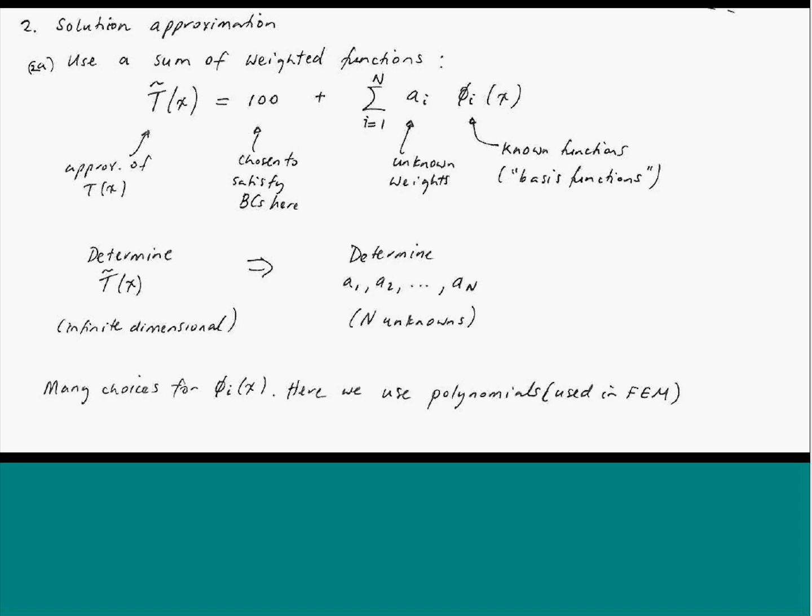So these things are known functions of x. We're going to specify them, the phi's. There's n of them, capital N of them. And the ai's here, these are unknown weights.